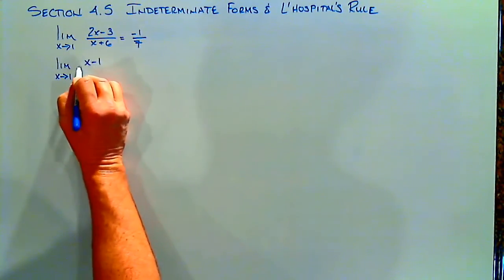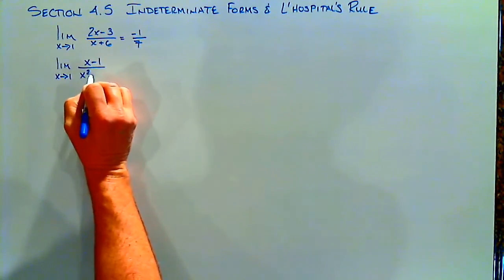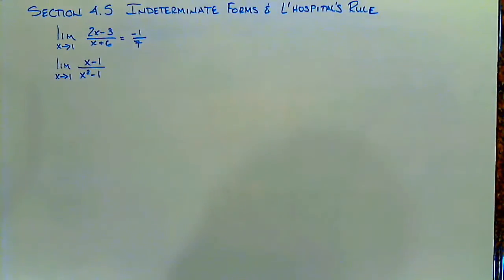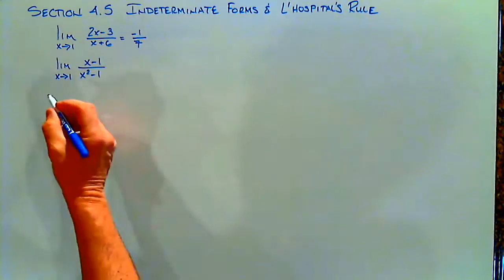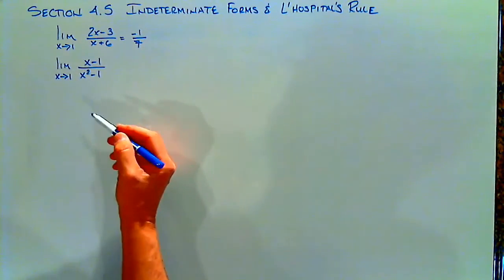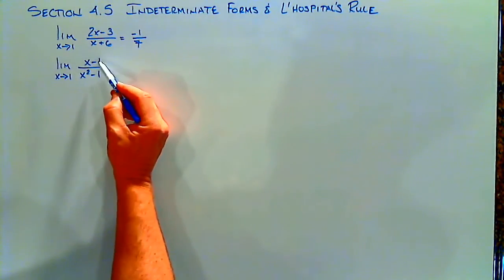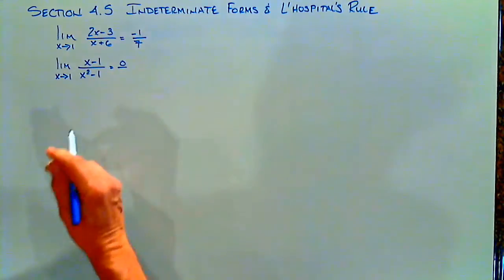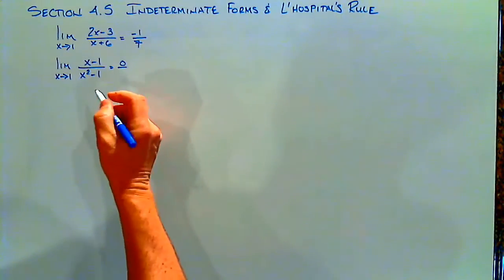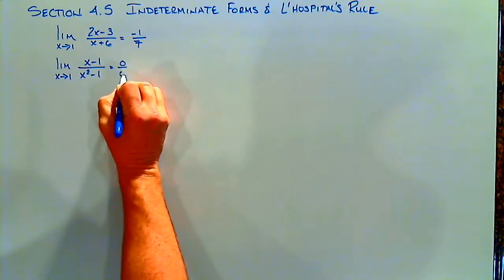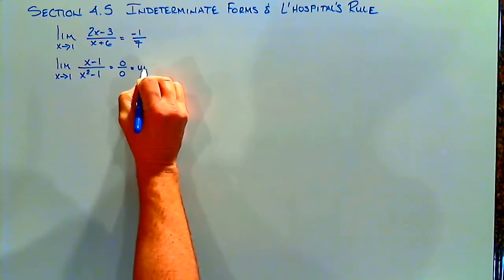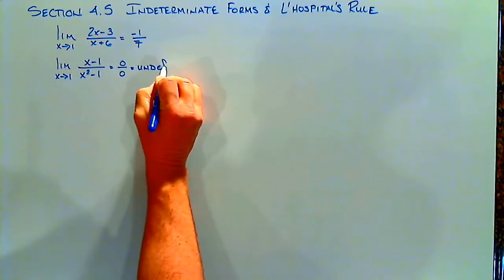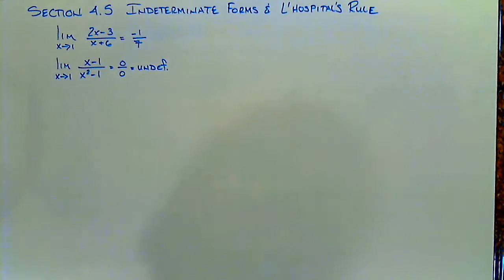But where we started to encounter things that were a little more confusing, perhaps, is when we had a limit such as the limit as x approaches 1 of x minus 1 over x squared minus 1. When we tried to evaluate this limit using the just plug it in approach, we would plug 1 in up here and get 0, and then plug 1 in down here and get 1 squared, which is 1, minus 1, which is 0 again. And we would be tempted to say this is undefined.